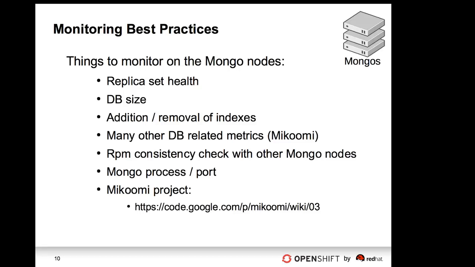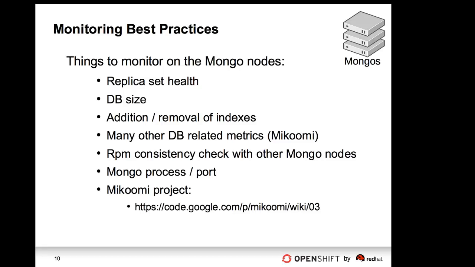So again, we do the consistency check with other Mongo nodes, the RPM consistency check, to make sure that they're in line. We monitor the process and the port. And specifically with the replica set health, it's extremely good to know if your replica set is having any problems whatsoever. So I would highly recommend, if you don't use Mikumi, to use something to monitor your Mongo replica set to make sure that you know whenever one of the nodes is not healthy.